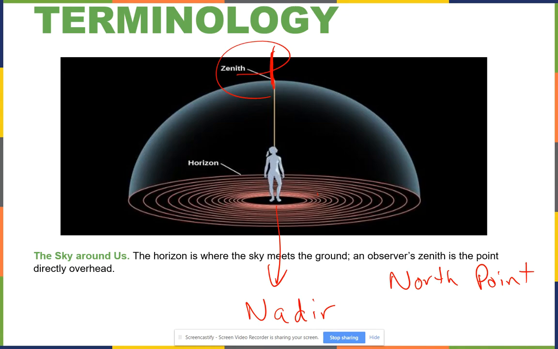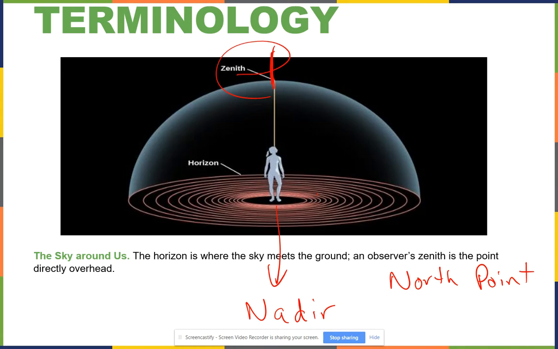Okay, where the compass points is correct. The North Point is the point on the horizon that's going toward the North Pole. South Point, not the mall. Point on the horizon is going toward the South Pole. And then there's also an East Point and a West Point. So those are pretty easy things.